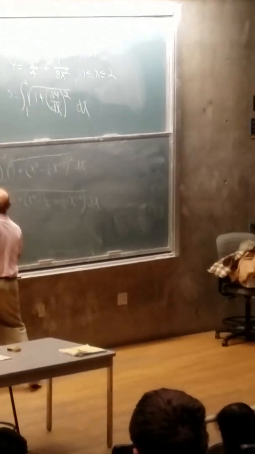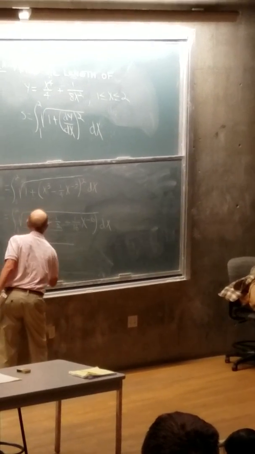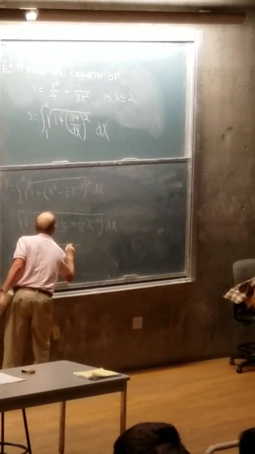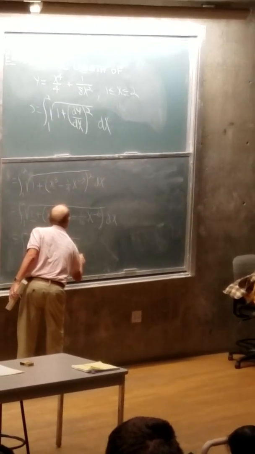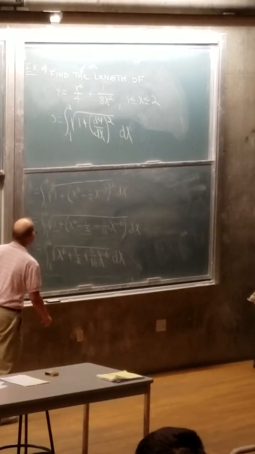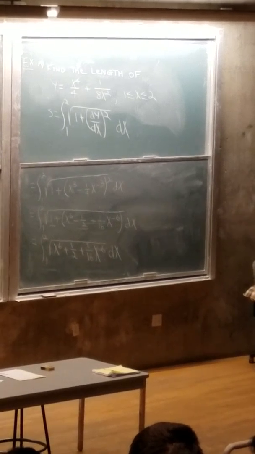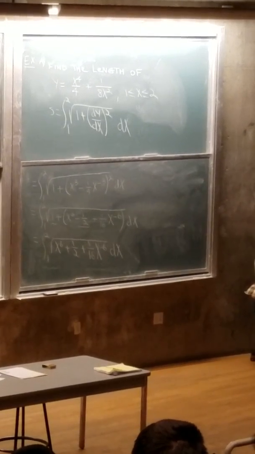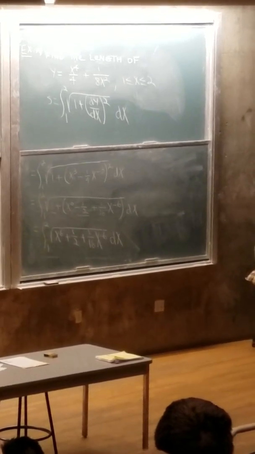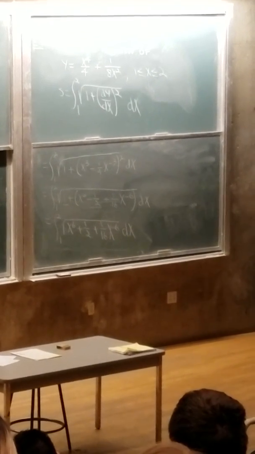Because when we combine the 1 with the minus 1/2, we'll get the integral from 1 to 2 of the square root of x to the 6th plus 1/2 plus 1/16 x to the minus 6 dx. So we just get a plus 1/2. Now what should we do? How can we simplify that? What would you do now?